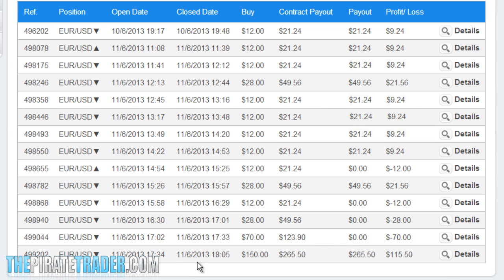So then we moved on to step 4. That was for $150. It also was a put down trade, but this was the winning trade, paying out $265.50, giving me an overall profit of $5.50.